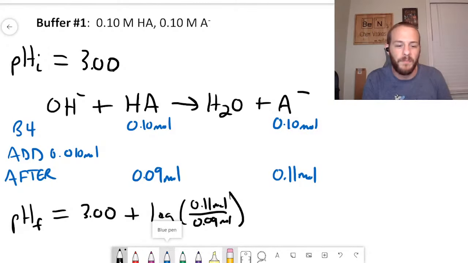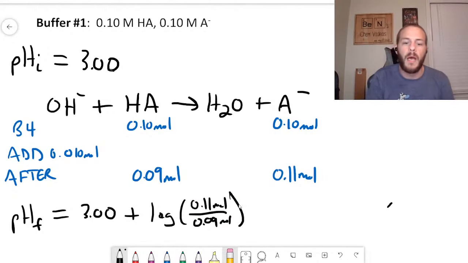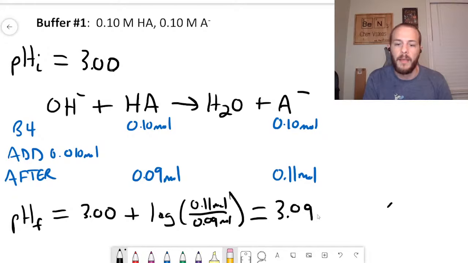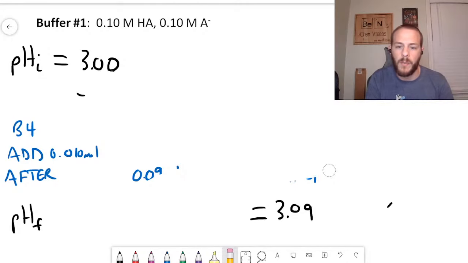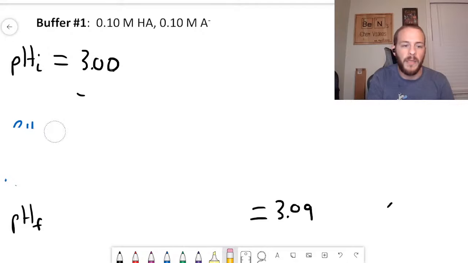So, okay. So 3 plus the log of 0.11 over 0.09. That's going to be equal to 3.09, right? So our final pH is 3.09, and I'm going to erase some stuff here to condense things down a little bit. I can erase this whole table here too, because we have our initial pH, we have our final pH, so we're in a good position where we can calculate the percent change in pH.